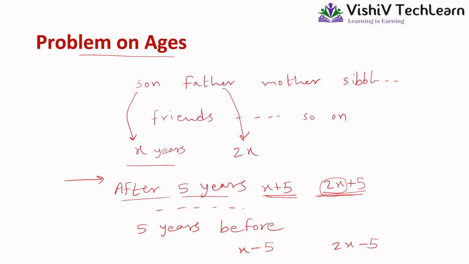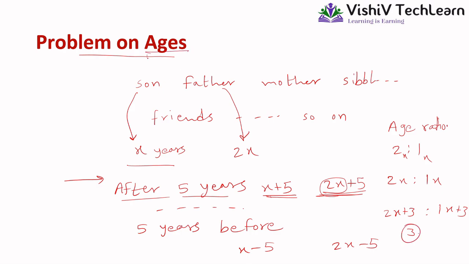In case the present age ratio is given as, let's say, 2:1, then if we consider x as the multiplying factor, it will be 2x and 1x, and after 3 years it would be 2x plus 3 and 1x plus 3. This would be the ratio after 3 years, correct? So this is how we have to deal with ages.